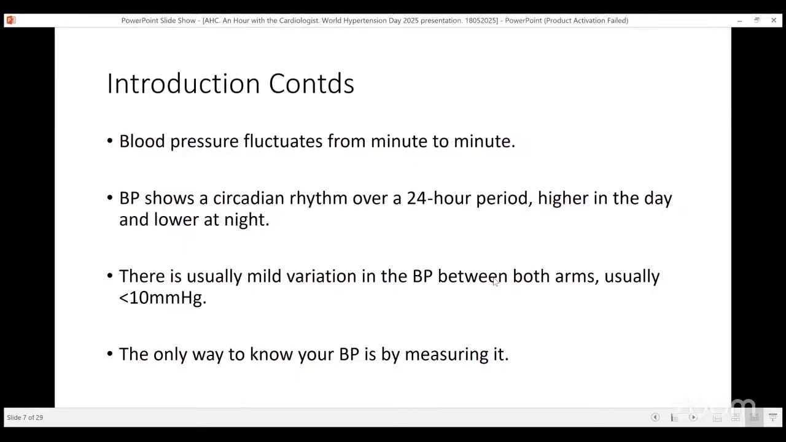But the thing is, before you even start having those symptoms or clues, the blood pressure might have been high for a very long time. Remember, it's called a silent killer. You may not have any symptoms, yet the blood pressure may be high. So the only way to know what your reading is, is by measuring it. So please go ahead and check your blood pressure.